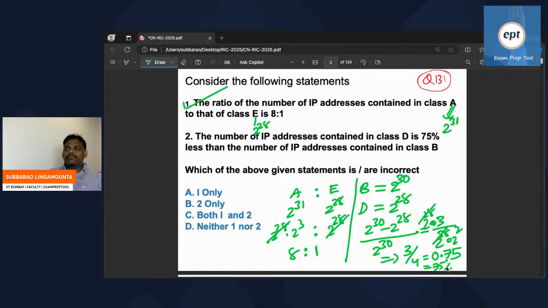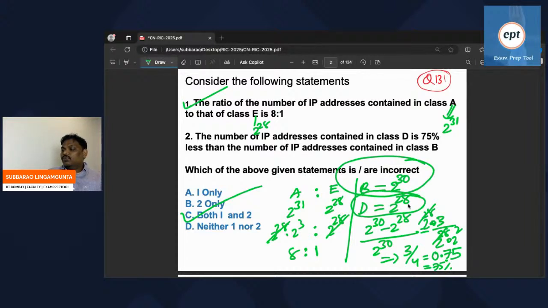75% less. The number of IP addresses contained in class D is 75% less than the number of IP addresses present in class B. So it is correct. So I think the answer is going to be C. Both are correct. Check one time. Class B 2 power 30 IP addresses. Class D 2 power 28.